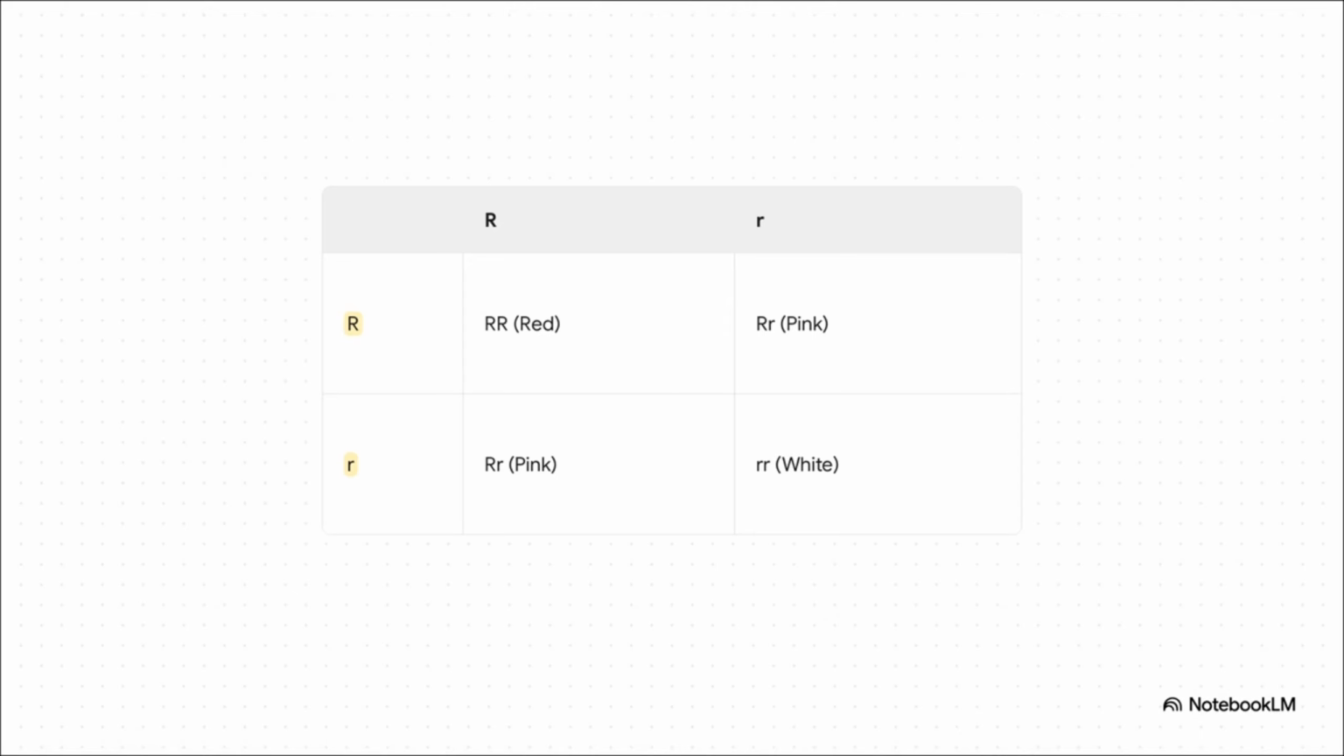Okay, but here's the really mind-blowing part. What happens if you take two of those pink flowers and cross them? You might think you just get more pink, but check this out. The original colors pop right back out. You get red flowers, you get white flowers, and yeah, you get more pink ones too. This is the proof that the genes themselves didn't actually blend. It was just how they were expressed.